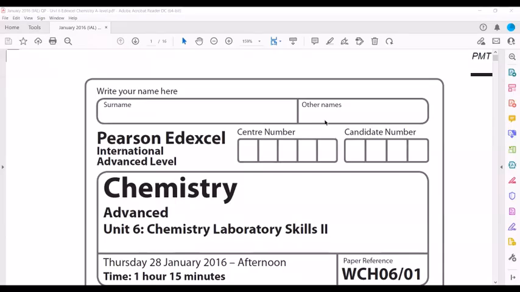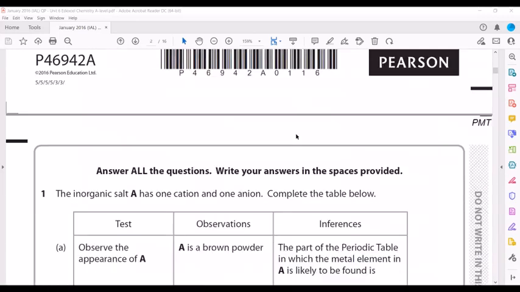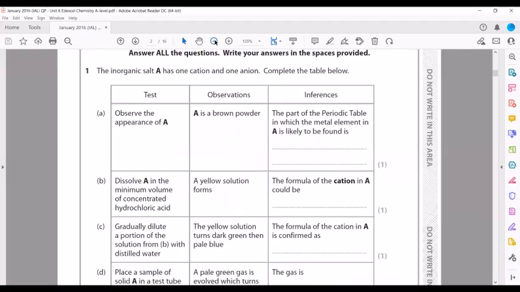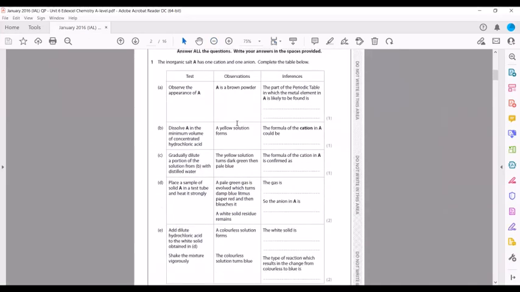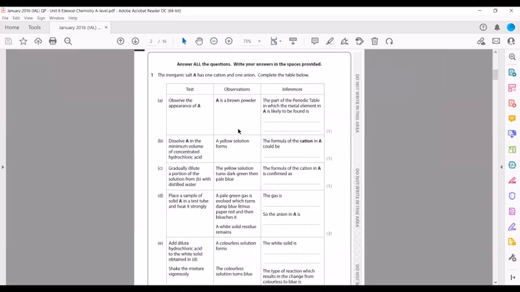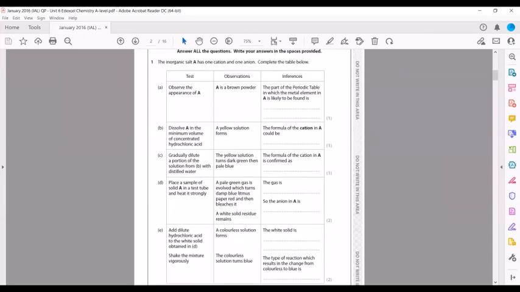So this one is January 2016, Unit 6. The first part normally is about identification of the ions. So there is an inorganic salt, which has a cation and anion. Complete the table. Observe the appearance of A.